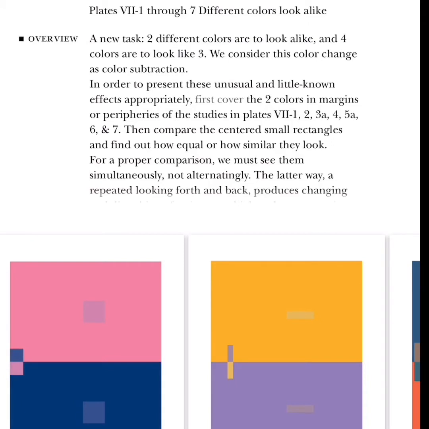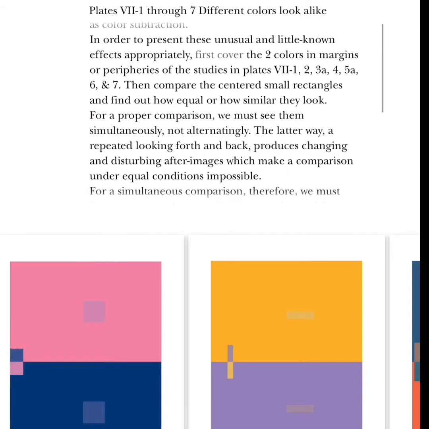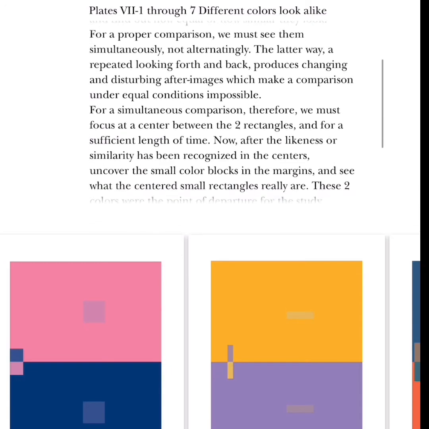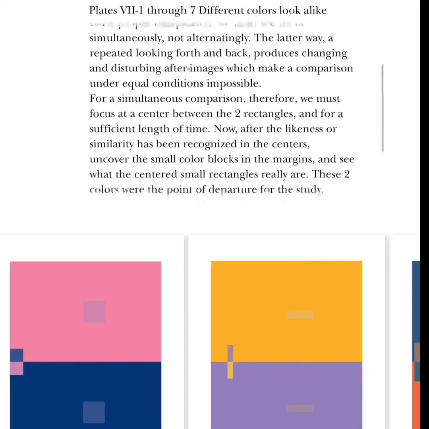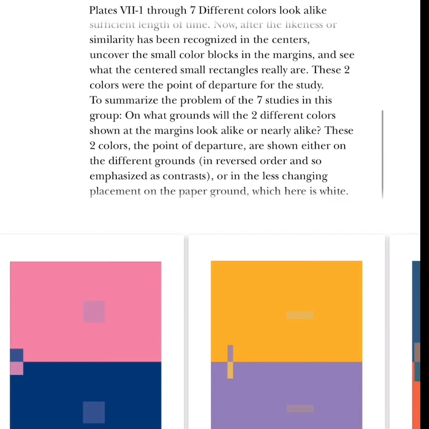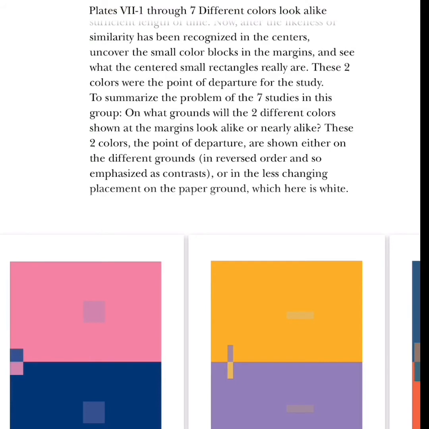In order to present these unusual and little known effects appropriately, first cover the two colors in the margins or peripheries of the studies. Then compare the centered small rectangles and find out how equal or similar they look. For a proper comparison, we must see them simultaneously, not alternatingly. The latter way, a repeated looking back and forth, produces changing and disturbing afterimages, which make a comparison under equal conditions impossible. For simultaneous comparison, therefore, we must focus at the center between the two rectangles, and for a sufficient length of time. Now, after the likeness or similarity has been recognized in the centers, uncover the small colored blocks in the margins, and see what the centered small rectangles really are.